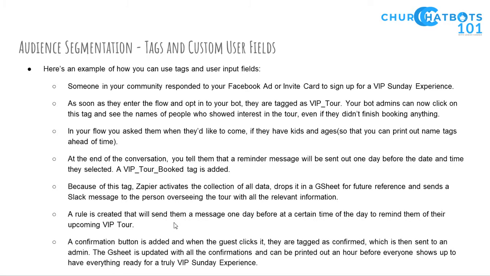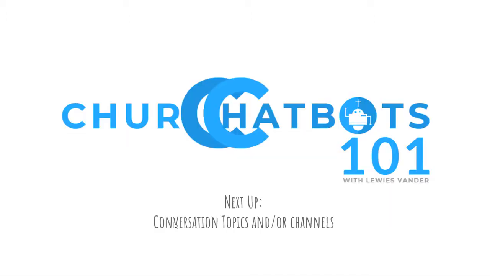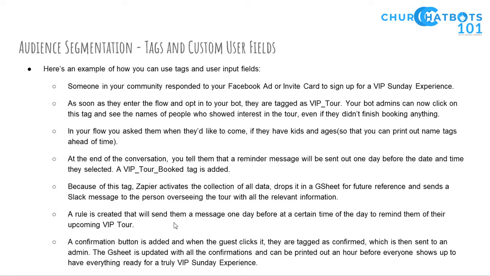A confirmation button is then added to that confirmation message that you send on Saturday morning. And when the guest clicks it, they're tagged as confirmed, so your people will know that they are actually still coming, which is then sent to the admin. The Google Sheet is updated with all the confirmations and can be printed out an hour before everyone shows up to have everything ready for a truly VIP Sunday experience. Pretty amazing. I'm going to give you one more example, even though it's not written down.